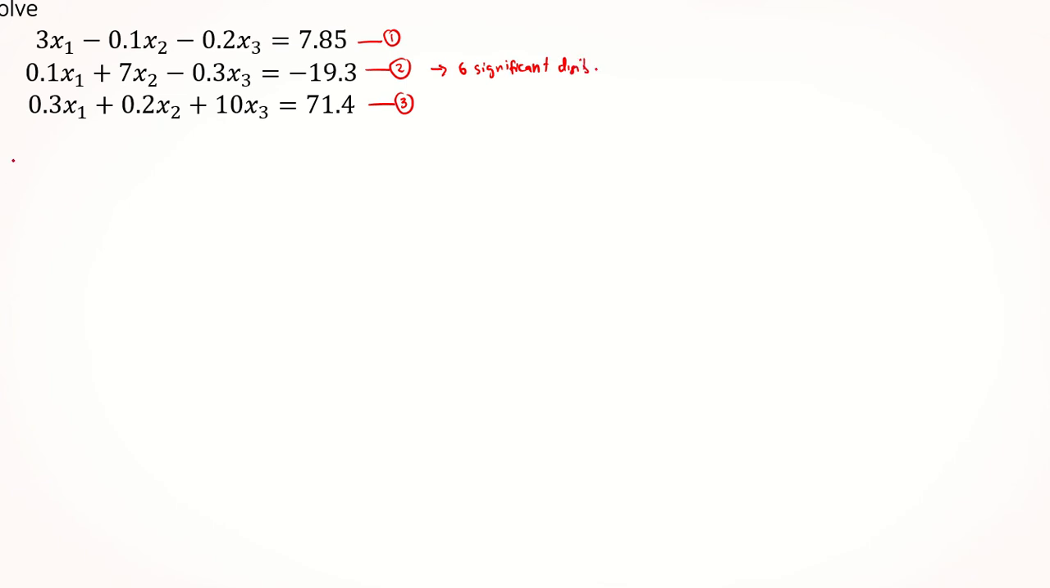First, what we are going to do is multiply equation 1 by 0.1 over the pivot element, which is 3, and subtract it from equation 2. So first we are going to get 0.1x1 minus 0.003333.